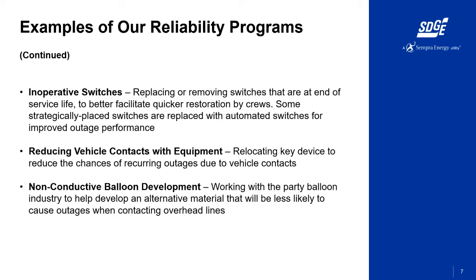And just wrapping up here on our programs, distribution line switches, whether they are overhead or underground, they too have a finite useful service life, and as they reach the end of their service life, we have projects that are aimed at either removing them if we judge that they are no longer necessary for good performance, or we have the option of replacing them to better facilitate quicker restoration times by our crews when we have an unplanned outage. Some strategically placed switches are replaced with automated counterparts.